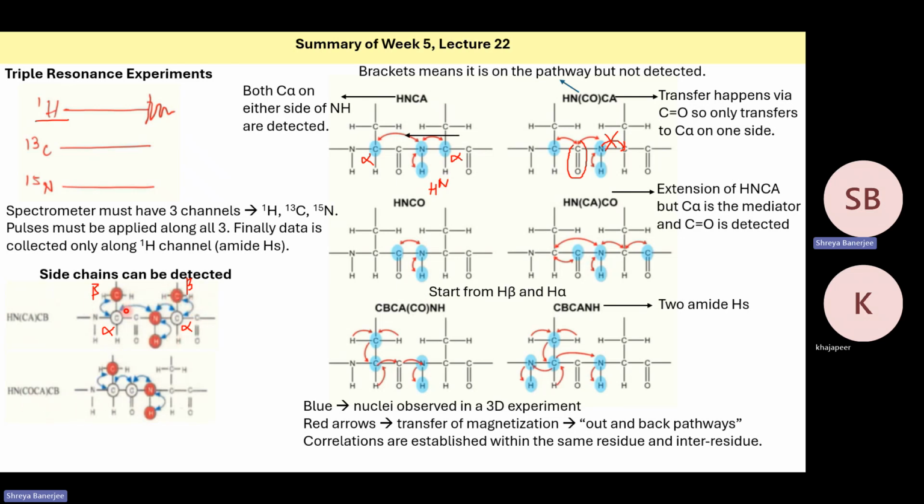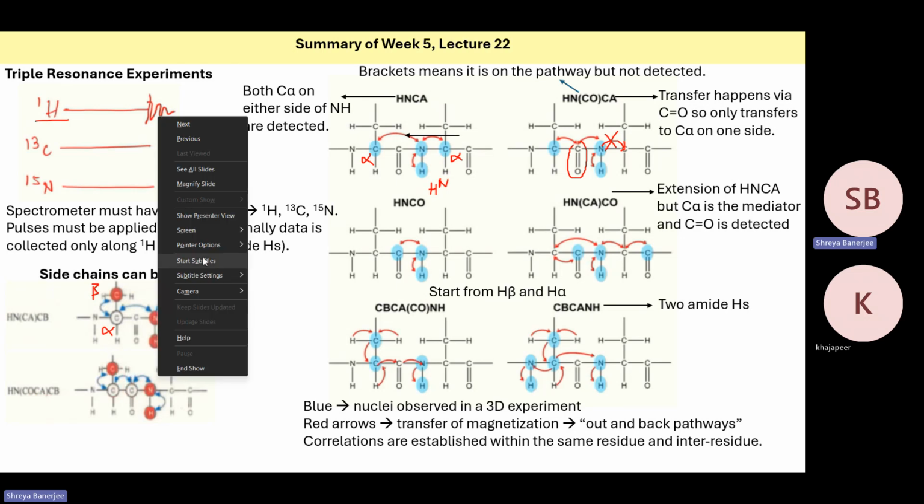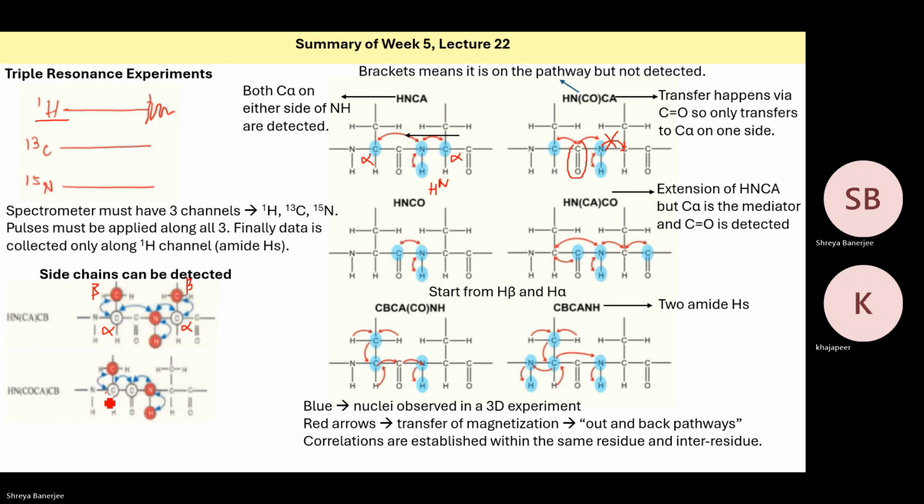Similarly, you have another experiment where you're starting from the amide hydrogen to the amide nitrogen. In this case, the magnetization is passing through the CO, then the C alpha. So it is passing through CO and then again I'll label this. This is alpha, this is beta.